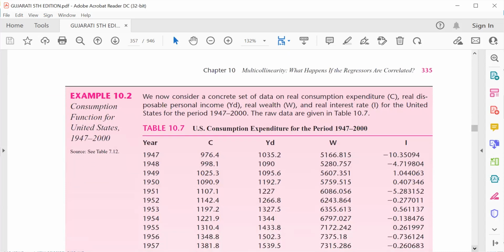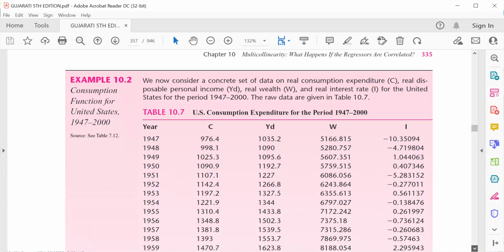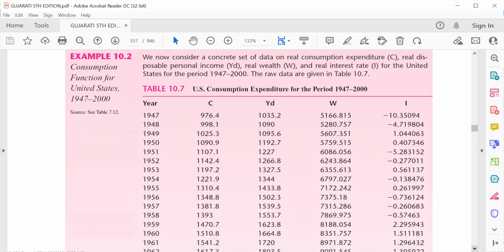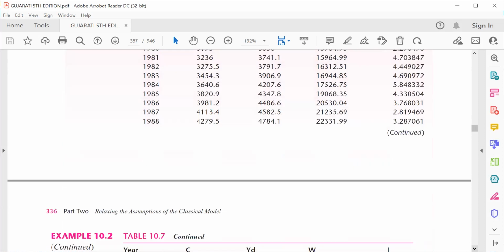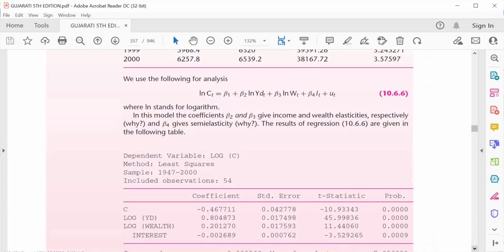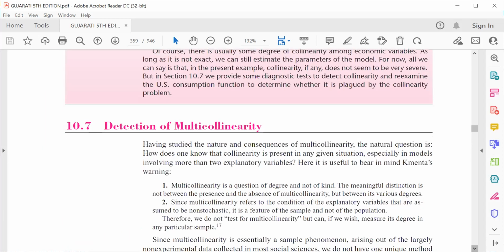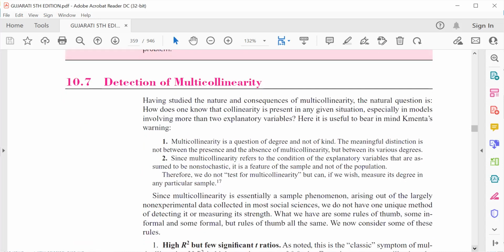This is data for the consumption function of the United States from 1947 until 2000, Table 10.7. You can calculate by yourself. I will show you this example. Now, detection of multicollinearity.